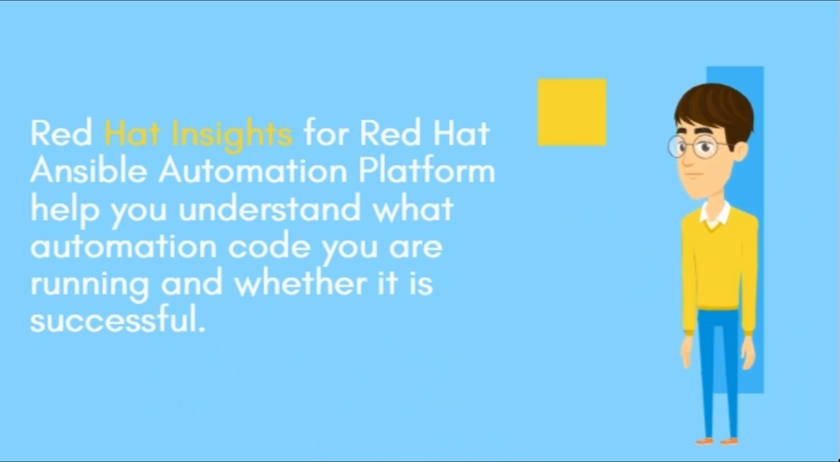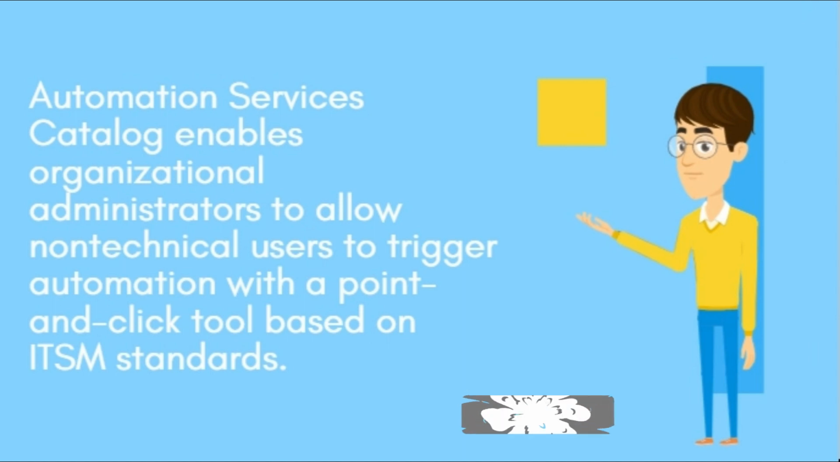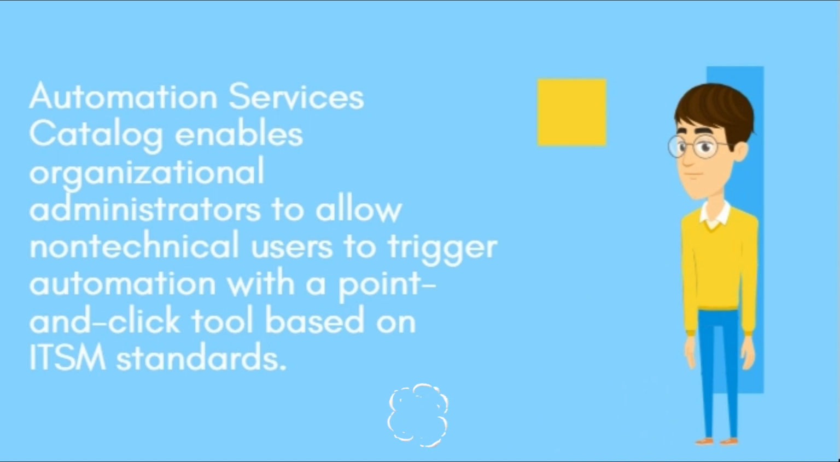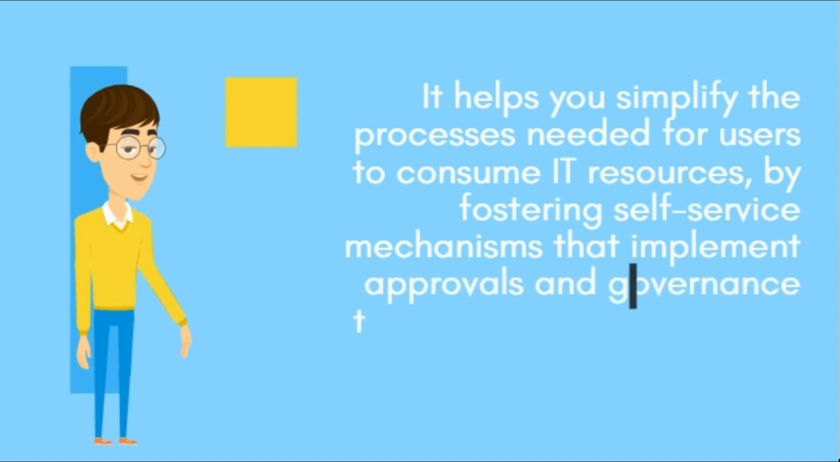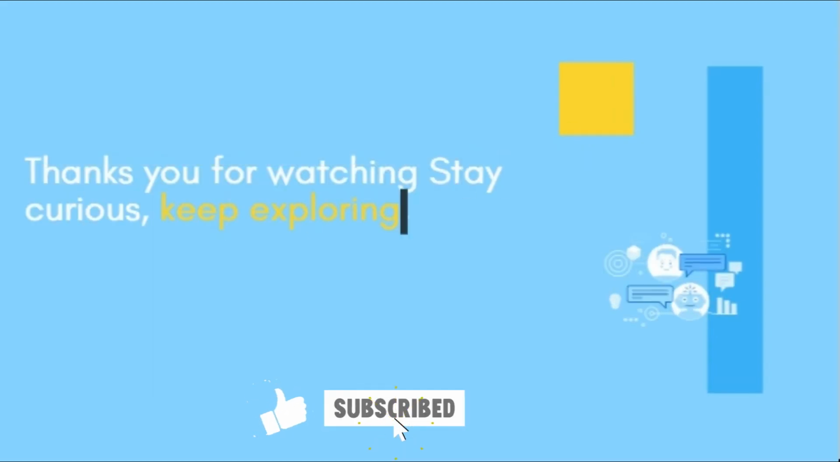Hosted services. In addition to the hosted Ansible Automation Hub at console.redhat.com, two other hosted services are available. Red Hat Insights for Red Hat Ansible Automation Platform helps you understand what automation code you are running and whether it is successful. You can also use it to evaluate the positive impact of automation on your organization. Automation Services Catalog enables organizational administrators to allow non-technical users to trigger automation with a point-and-click tool based on ISM standards.